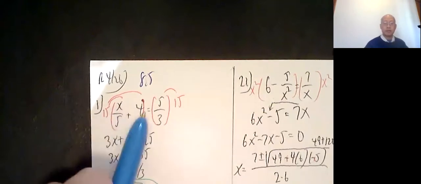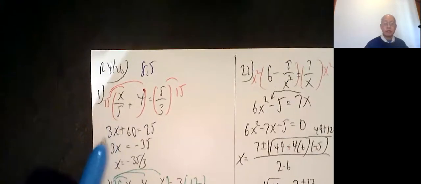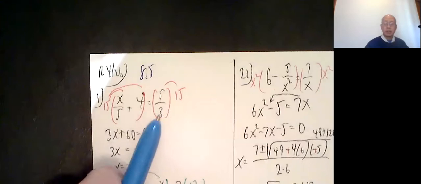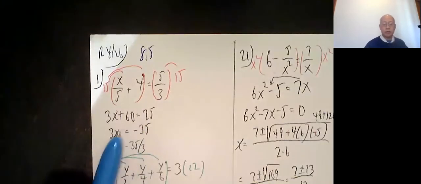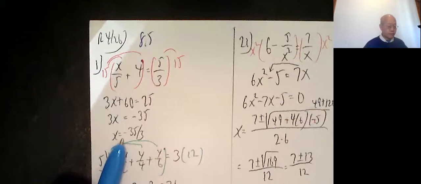15 times this, 15 times this, 15 times this. 15 divided by 5 is 3. So 3x plus 60 equals 15 divided by 3 is 5. 5 times 5 is 25. Now it's pretty straightforward. Subtract 60 on both sides. 3x equals negative 35. Divide by 3. X is negative 35 over 3.